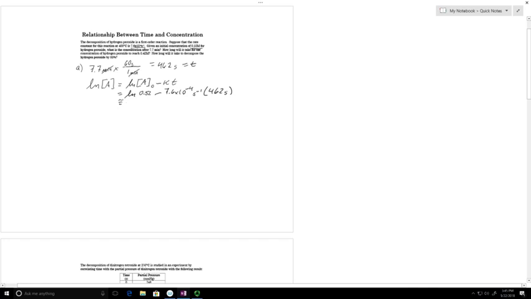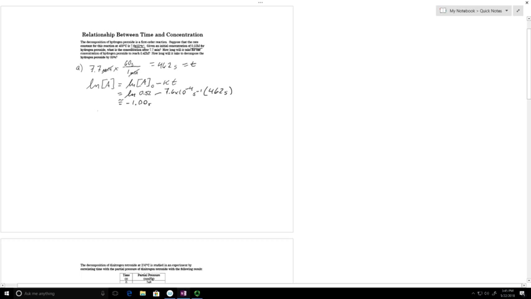approximately negative 1.005. I made a little 5 because it's an insignificant digit and we don't want to keep our insignificant digits, but we do want this in terms of trying to have completeness. Recall that this is talking about the natural log of a concentration. We want the actual concentration.